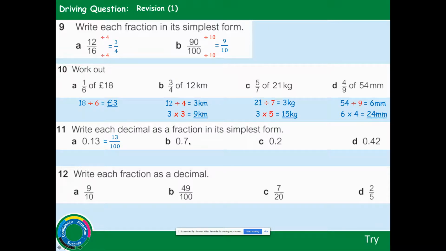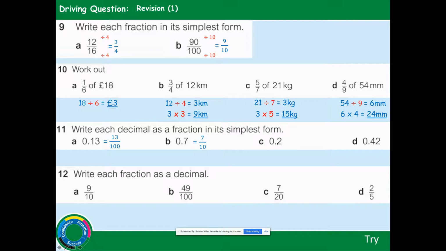Okay, I've only got one digit after the decimal, so that means it's going to be over 10. And what have I got? I've got 7 over 10. Again, there's nothing that goes into 7 and into 10. 7 is another prime number, and that doesn't go into 10.